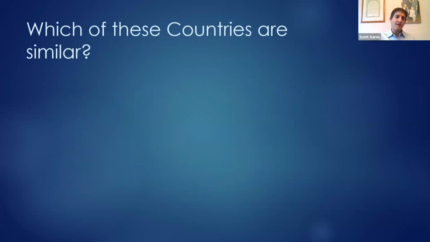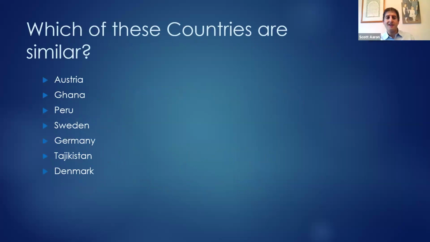Which of these countries are similar? Austria, Ghana, Peru, Sweden, Germany, Tajikistan, and Denmark. You're looking for two pairs of countries. It's not a trick question. The answer, well, Germany and Austria, Sweden and Denmark, you'd expect them to be pretty similar.